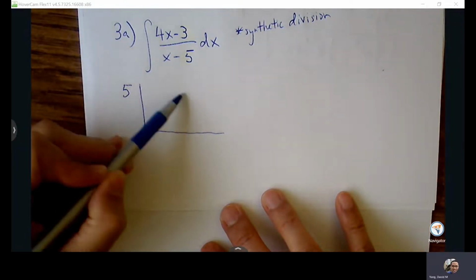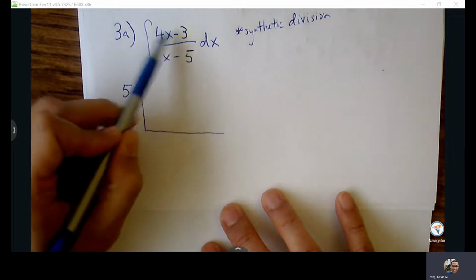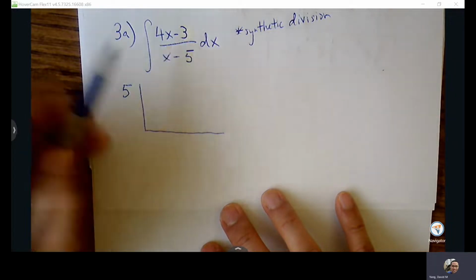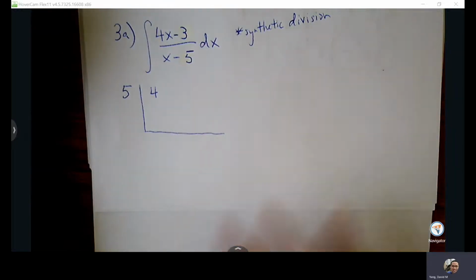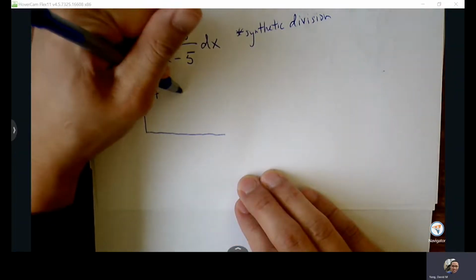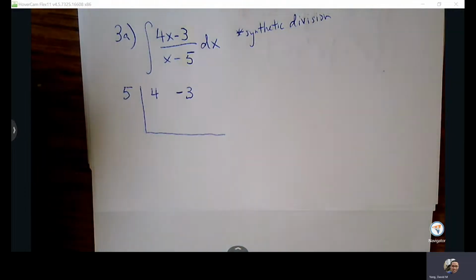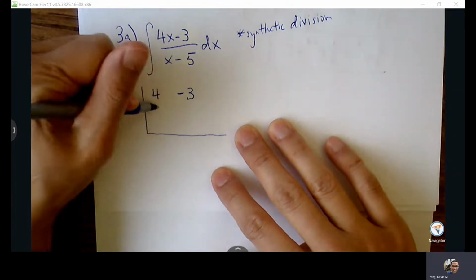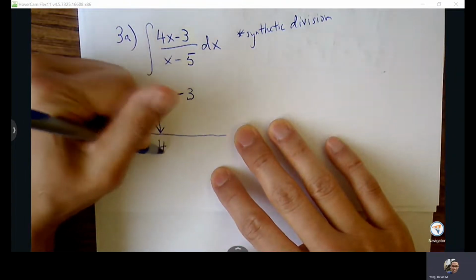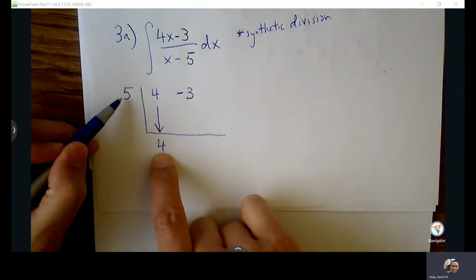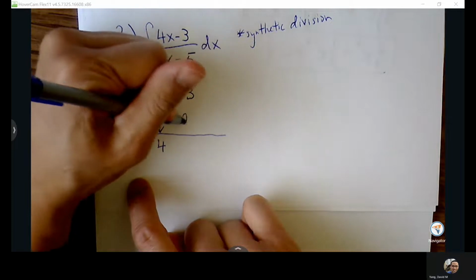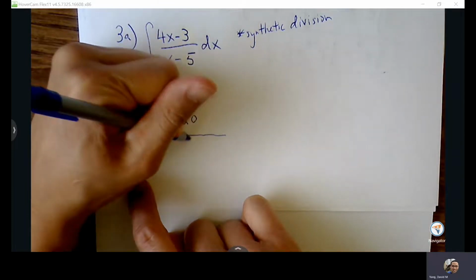And now we have to list out the coefficients. 4 represents the linear, and -3 represents the constant. Okay, so we're just going to drag that 4 down below. Once it's outside the box, we multiply with the number outside. 5 times 4 is 20. Add.